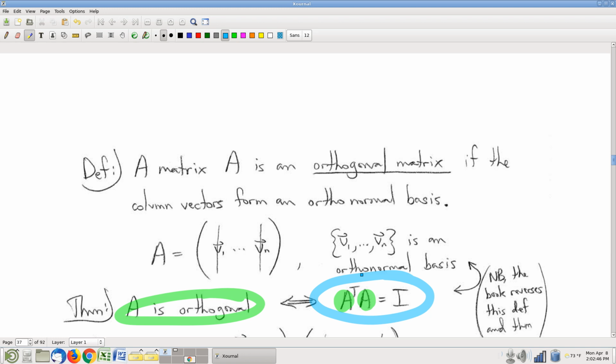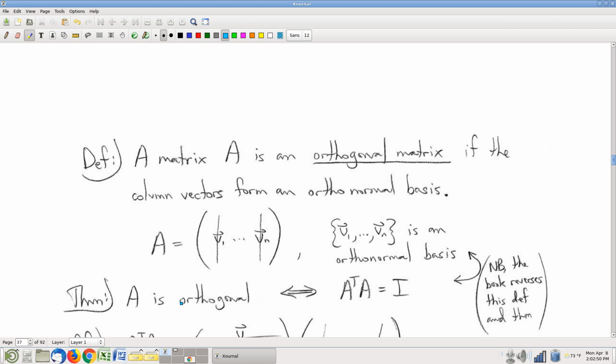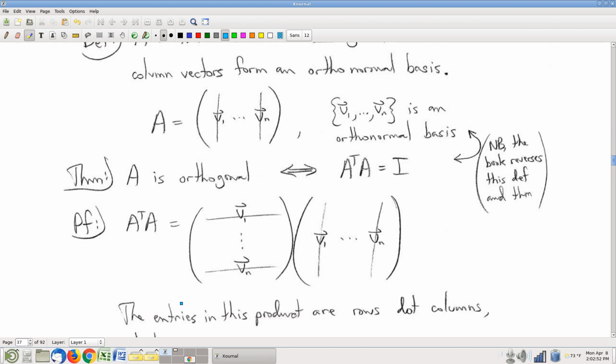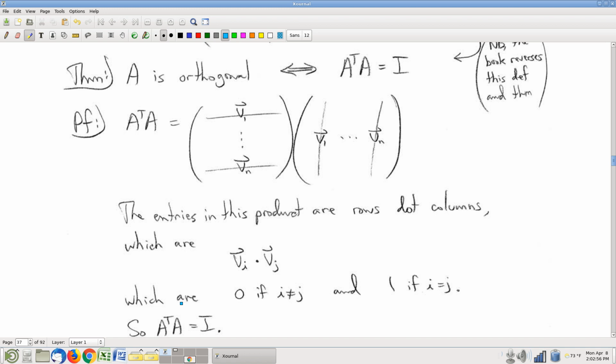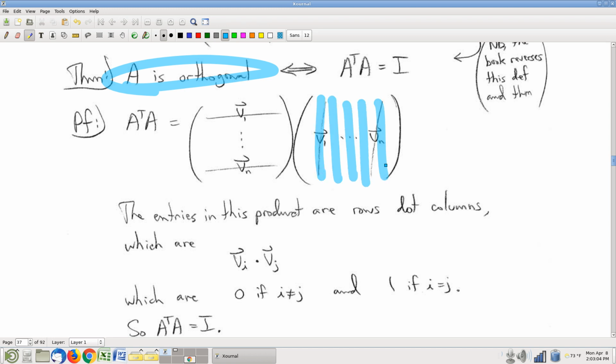Okay, so really, really surprising. Let me show you how to prove this. It almost seems too good to be true. How could this possibly be true? But it's really no big deal. I mean, let's look at the definition. Orthogonal means that the columns form an orthonormal basis.